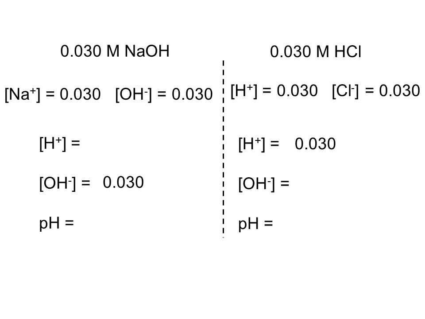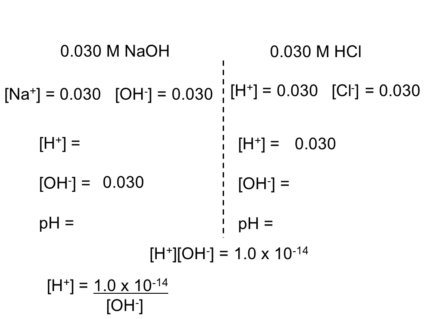Sodium hydroxide has a concentration of 0.030 molar of hydroxide. Hydrochloric acid has a concentration of 0.030 molar of protons. This means that I can determine the concentration of the other ion by using this equation. I can rearrange this, but I rearrange it differently depending on what I need. Since I have hydroxide concentration with sodium hydroxide, I'm going to rearrange it in this manner so that proton concentration is 1 times 10 to the minus 14 over hydroxide. With the hydrochloric acid, I'm going to rearrange it in this manner so that hydroxide concentration is equal to 1 times 10 to the minus 14 divided by proton concentration. So now what I need to do is plug in my hydroxide and plug in my protons, and I can determine my other concentrations.